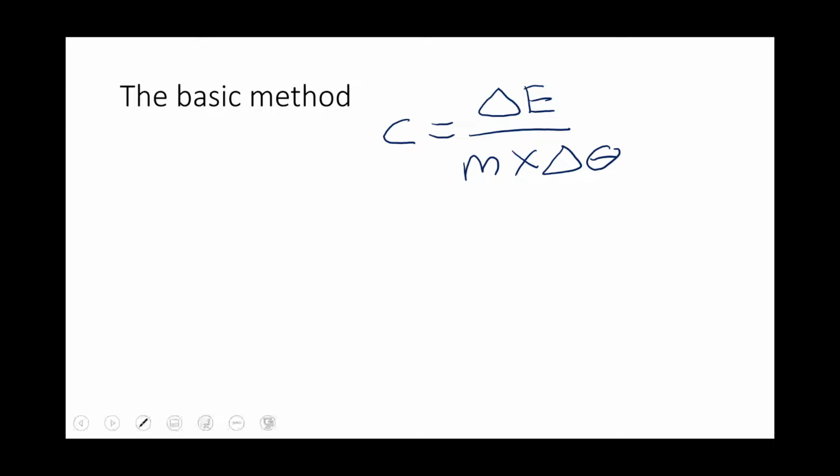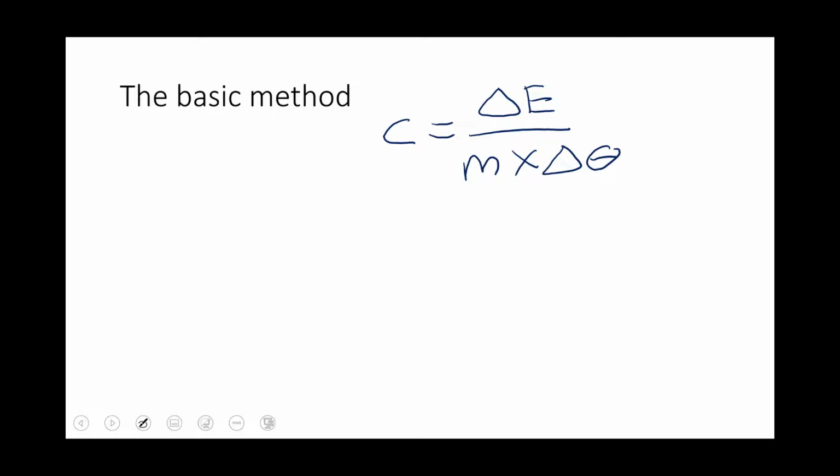So I'm just going to remind us of that calculation there. So we've got C, the specific heat capacity, equals the change in energy divided by the mass times by the change in temperature. So why is this useful? Why is the equation useful?